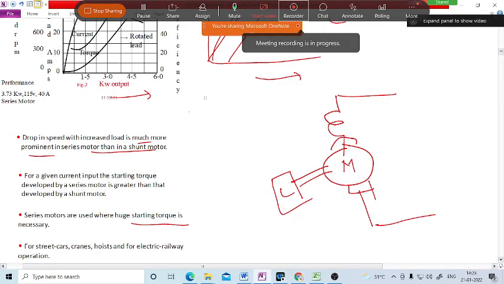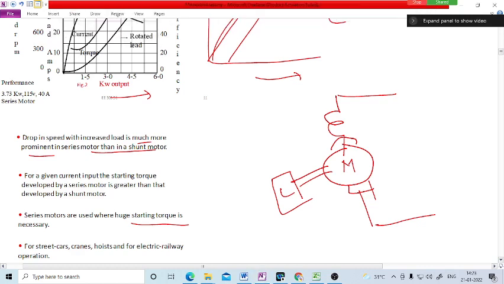So here we'll have the recorded values. So let's start sharing.